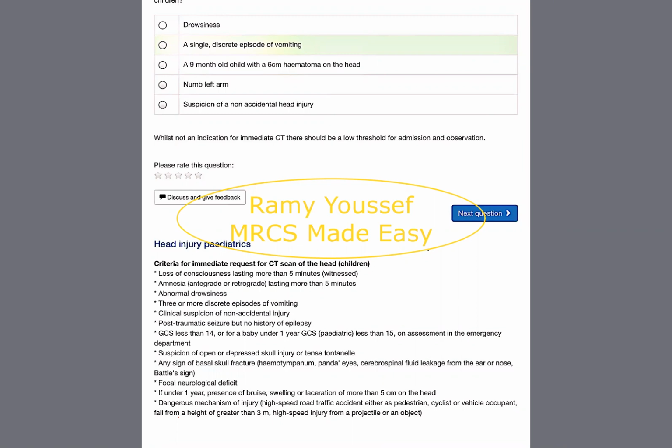In children: amnesia, loss of consciousness, drowsiness, three or more discrete episodes of vomiting. Three or more, so more than two, whereas more than one in an adult. Three or more discrete episodes of vomiting is an indication for CT scan. Exactly, Dr. Montes, thank you.